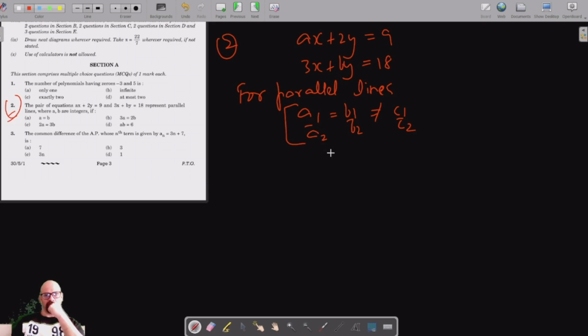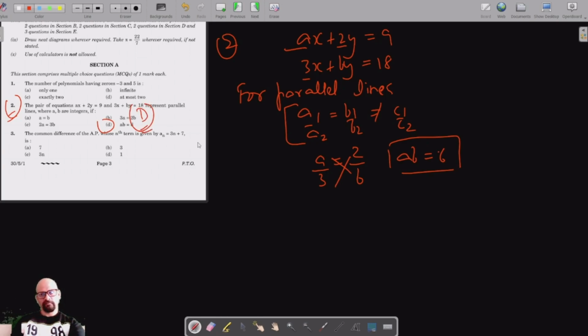So let's put in the values of a1, which is a, a2, which is 3, b1, which is 2, and b2, which is b. So let's cross multiply this, which gives us ab is equal to 6. So ab is equal to 6 is the option D. So option D is the correct answer for this.